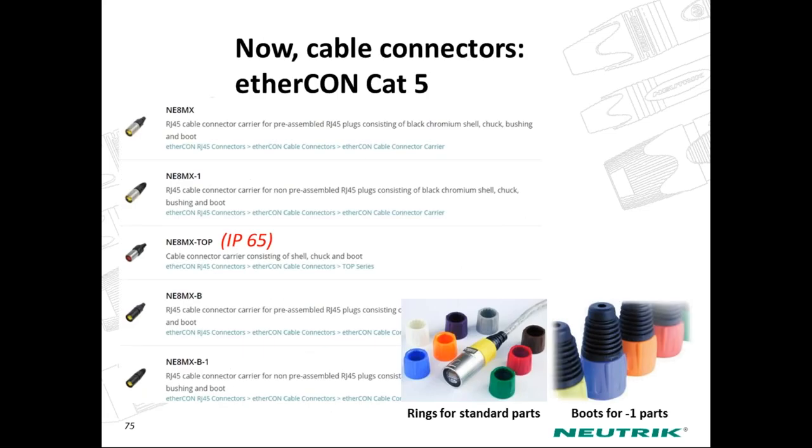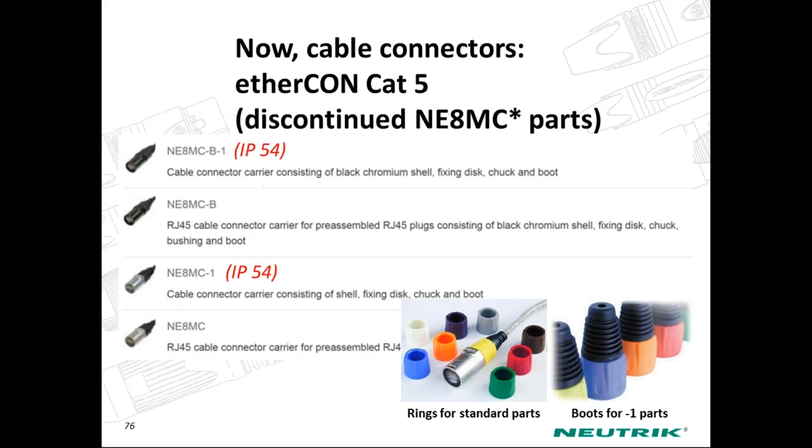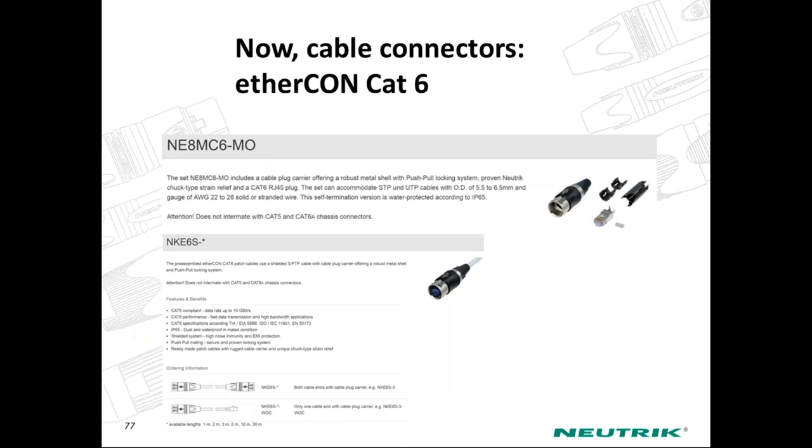Again, we have these Cat5 cable connectors. We actually call them cable connector carriers because they're carrying the RJ45 which you provide. We talked a little bit about these five different parts before. On the next slide, I show the discontinued NE8MC parts. So again, if you've been working with etherCON at all over the last many years, you're aware of these parts, which we have just discontinued. The next slide shows this NE8MC-MC6-MO. This is the connector for Cat6. The -MO, by the way, stands for Molex, because this includes a Molex RJ45 within this.